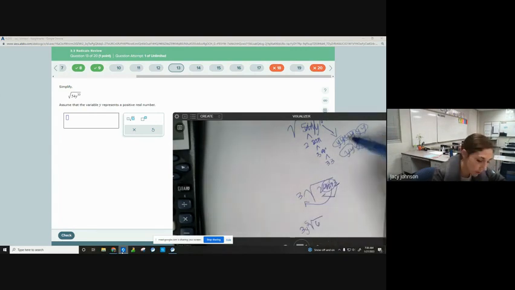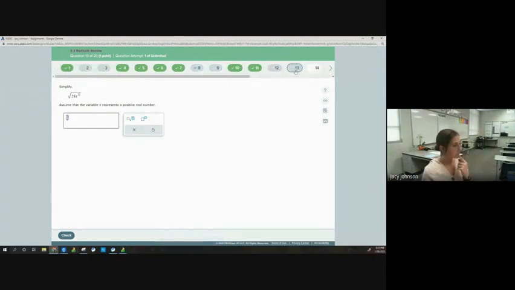And I circled all the Ys, so there's nothing remaining. And this is my answer. Okay, so similar question. I'm going to move on to hopefully a review of the adding and subtracting.